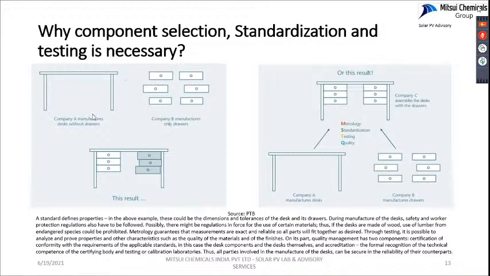Basically, this is an example of a table where the components are like drawers and a desk. If we purchase the components individually and separately and combine them together, the output will be like this. The table will be ready, but there will be no standard or uniformity. Whereas on the right side, we have a table and drawers, but here the quality, the testing and the metrology also follow. It's like measuring each and every dimension, then harmonizing, and then assembling the desk with the drawer. That will provide uniform and harmonized results.